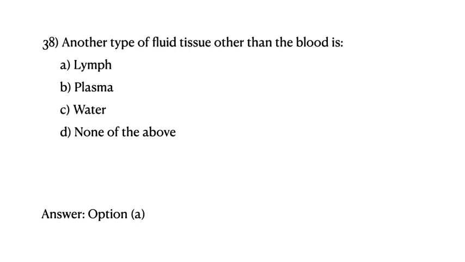Question number 38. Another type of fluid tissue other than blood is option A, lymph, option B, plasma, option C, water, option D, none of the above. Children, what would be the answer here? Yes, it is lymph. Lymph is the another type of fluid tissue other than blood. So here option A is the correct answer.